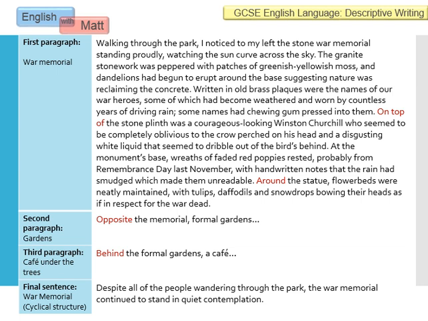My third paragraph would be about the cafe, at the back. And then if I'm going to use a cyclical structure, I would finish by going back to the war memorial, which is where I started, and say something like, despite all of the people wandering through the park, the war memorial continued to stand in quiet contemplation. And by putting that sentence at the end, it would demonstrate that I could use a cyclical structure to organise my ideas. In other words, you've gone 360 and finished where you started.